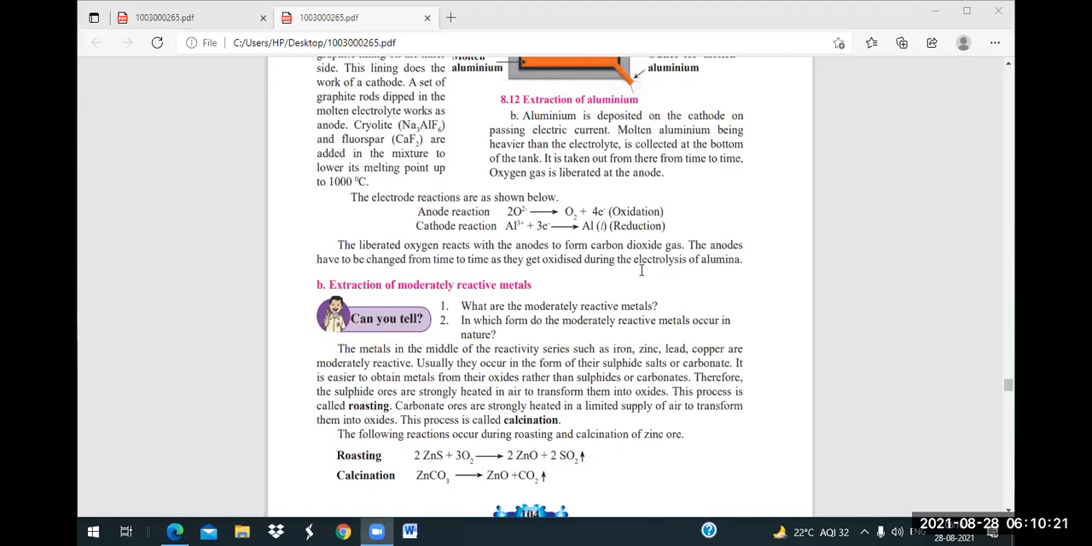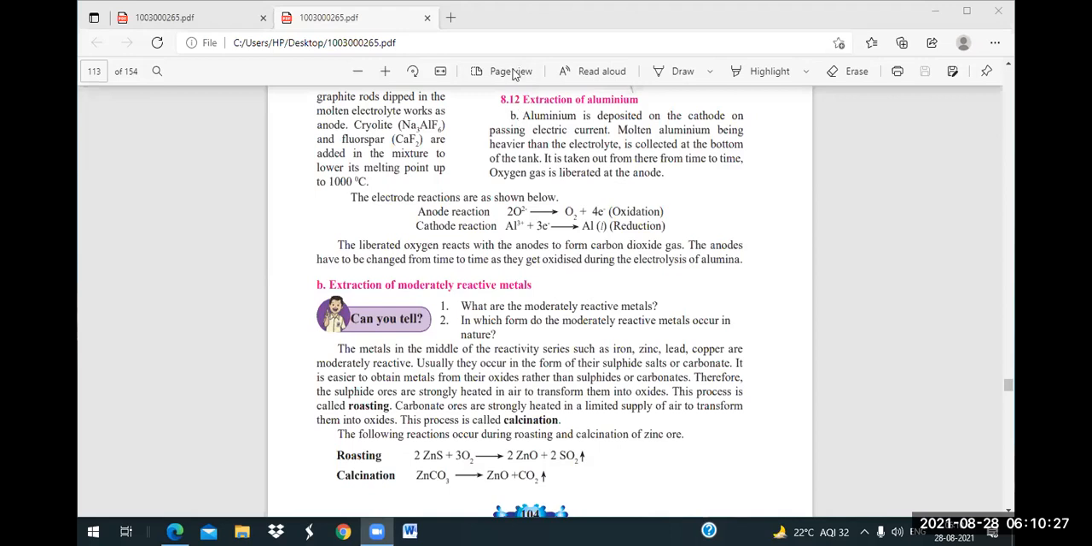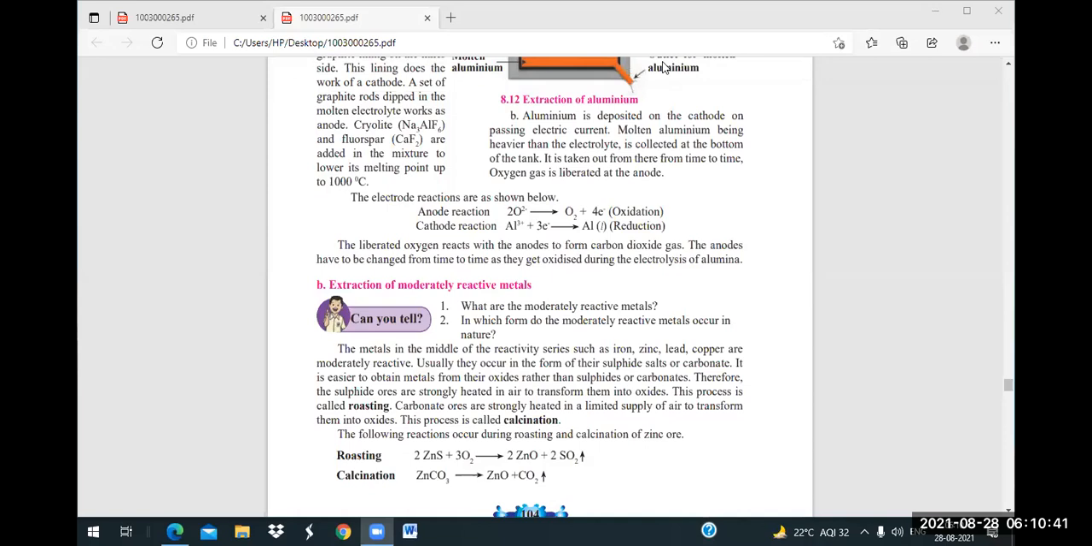So if sulfides are present, we have to heat these sulfides strongly, and then we get oxides. This process is called roasting. When sulfides are converted into oxides with the help of strong heat, that is called roasting. Remember this definition. There is a difference between roasting and calcination.